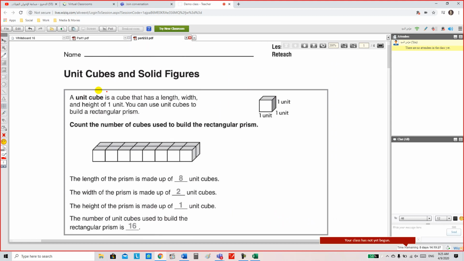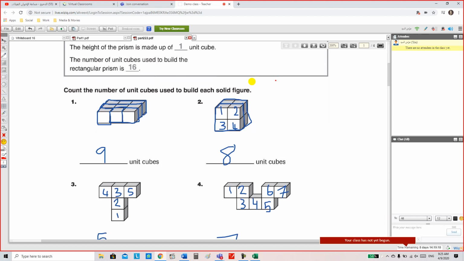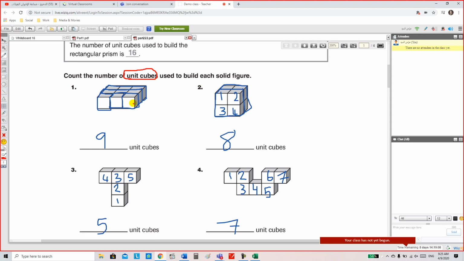We have unit cubes and solid figures here, which is lesson 11.5. Okay, if you want to count the number of unit cubes used to build each solid figure, you have to use your imagination to count it. We have here how many unit cubes in this figure.